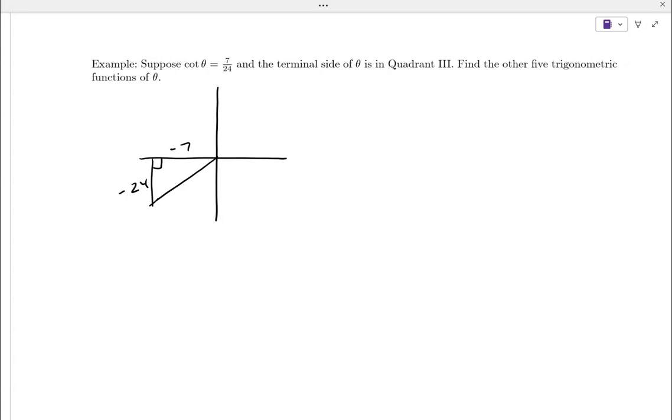What other side can you figure out now? You used Pythagorean theorem and got 25. Hey, I made nice numbers. What a surprise. All right. Now that you have the triangle, you should be able to read the other ones off the triangle, right? So sine, cosine, tangent, secant, cosecant.